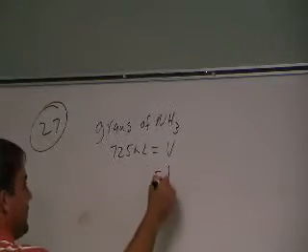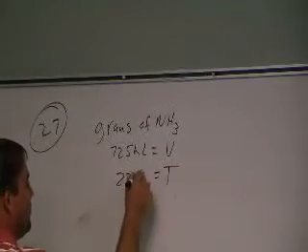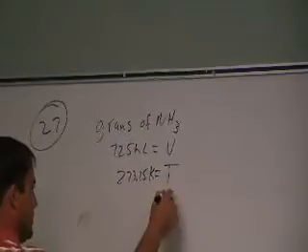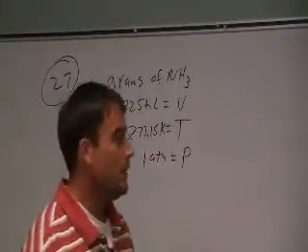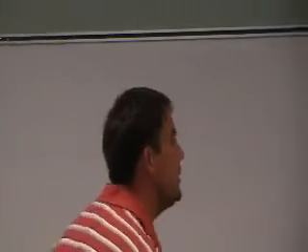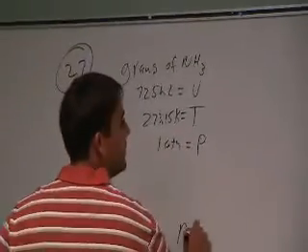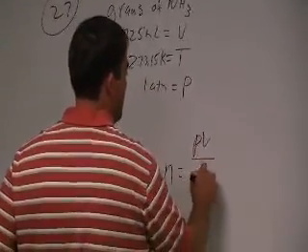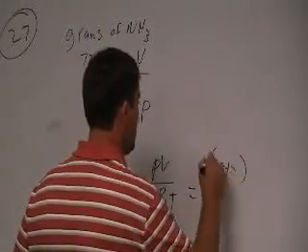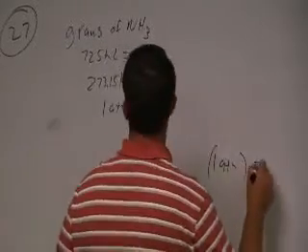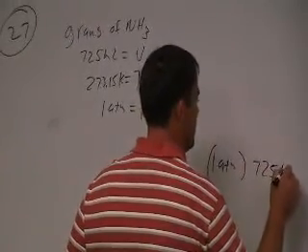Standard temperature, thank you Sandy, 273.15 Kelvin, and standard pressure, 1 atmosphere. All right, let's use this same equation here, that N equals PV over RT. Okay, what's the pressure? 1 atmosphere. What's the volume? 725.